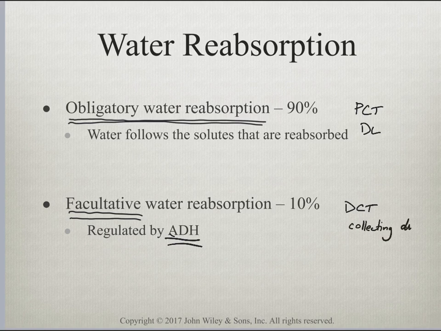Okay? So when we're talking about what is in these collecting ducts and this distal convoluted tubule, we're going to see these channels that are going to help with the reabsorption of water when called for. And then we say, well, who's calling for the reabsorption of water? Who's regulating this 10% of water that may or may not be reabsorbed? And the answer is right here. It's antidiuretic hormone.